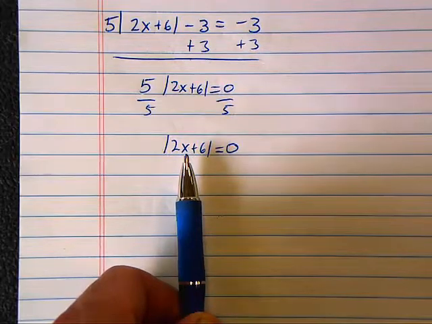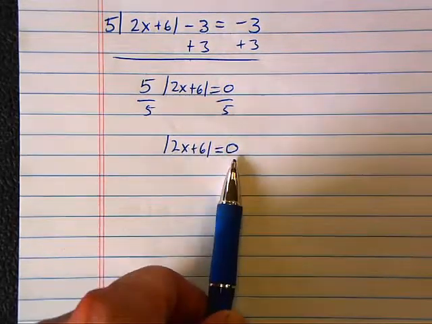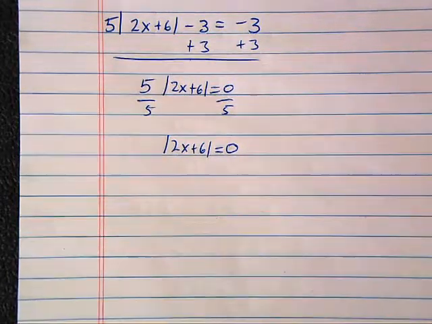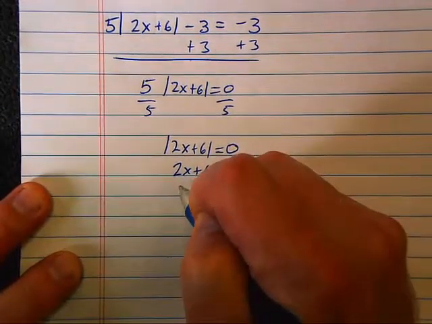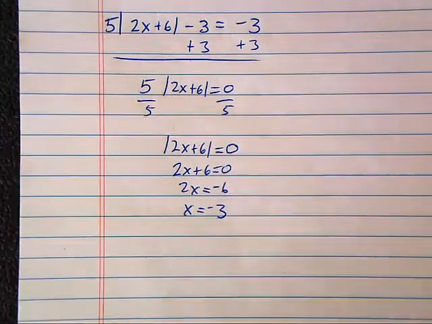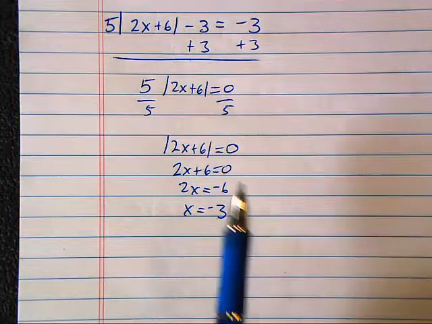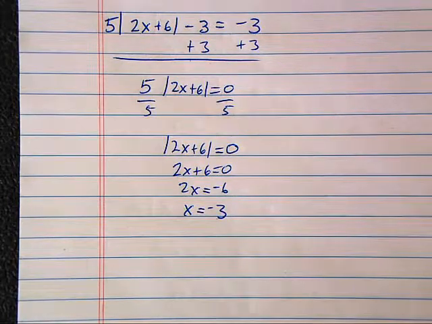So this is an example of where you only get one answer. So if you have absolute value equals 0, you'll only get one answer. In this case, it's x equals negative 3. We would have 2x plus 6 is 0. 2x is negative 6. X is negative 3. So there's an example of absolute value equations sometimes only have one answer. And they will have one answer when you end up with absolute value equals 0.